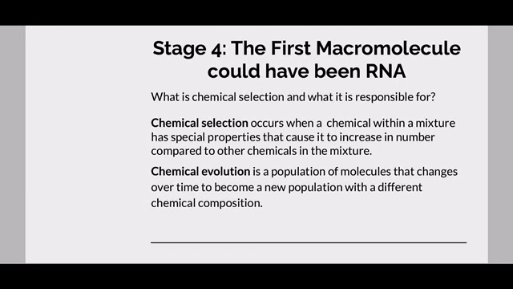What is chemical selection, and why do we need to know it? Without chemical selection, RNA would still be RNA. So let's see what happened. Chemical selection occurs when a chemical within a mixture has a special property that causes it to increase in number compared to other chemicals in the mixture.